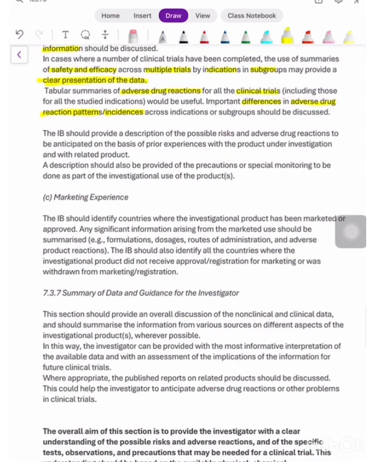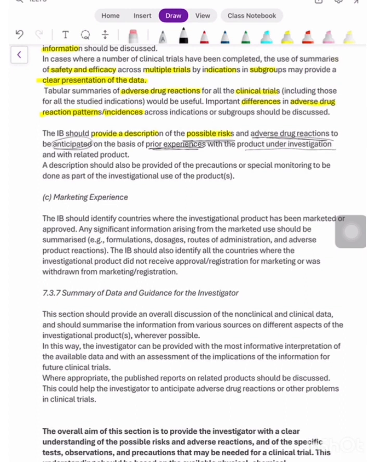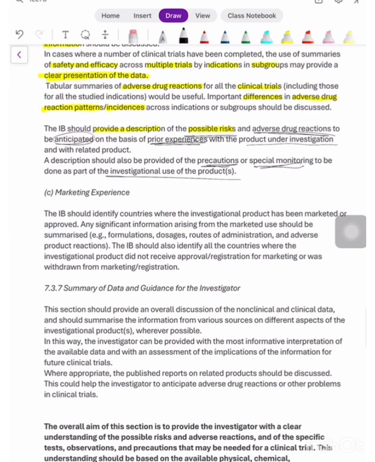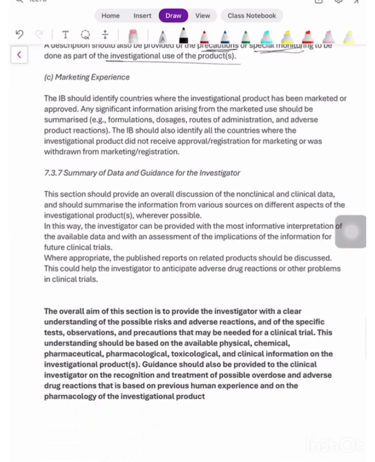And the IB should provide a description of the possible risks and possible adverse reactions that may come, anticipating them, with a description based on prior experience with the product under investigation, obviously. And a description should also be provided of the precautions and special monitoring to be done as part of it. Sometimes certain drugs require some precautions.